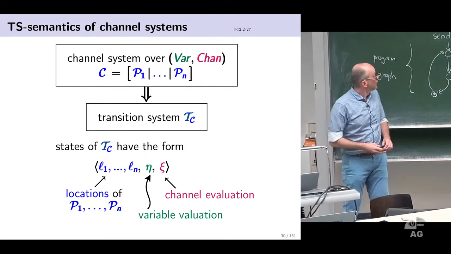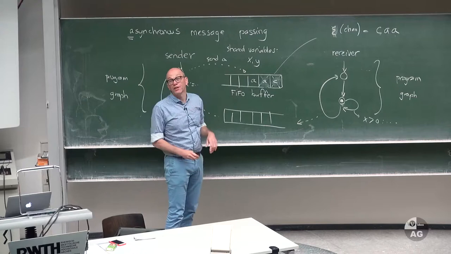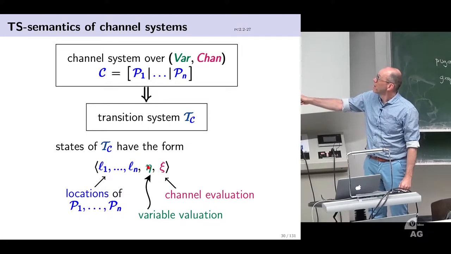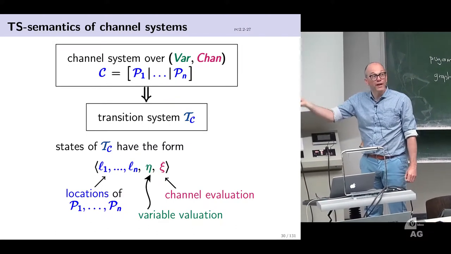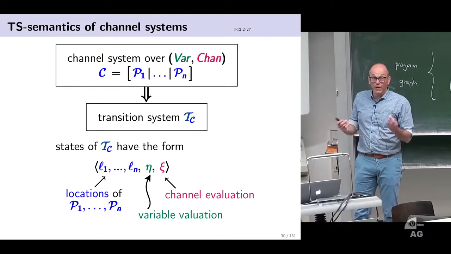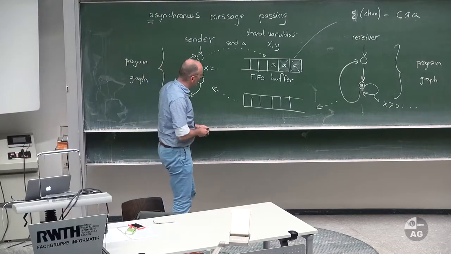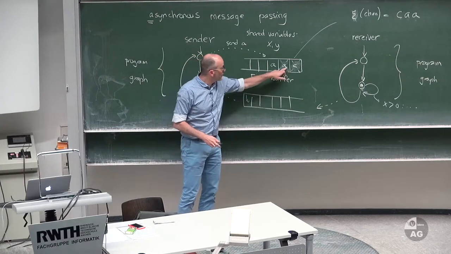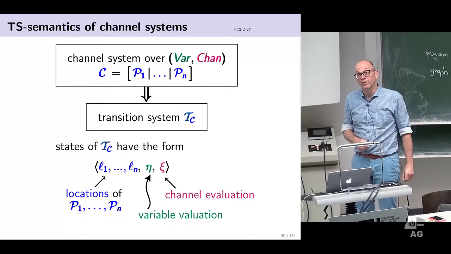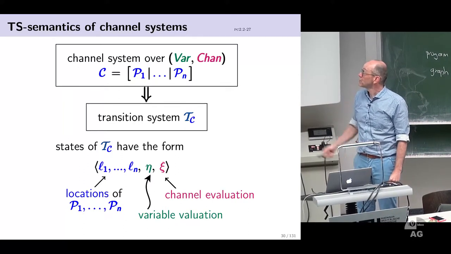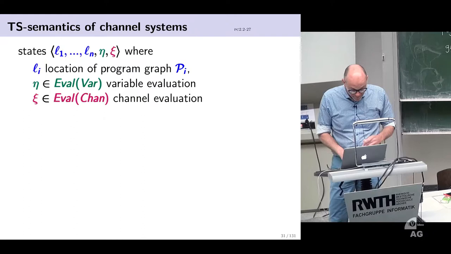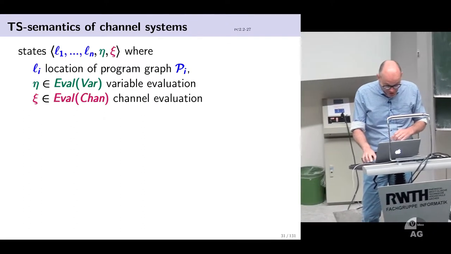What else do we need? Well, we need to know the current values of the variables, X and Y. So we're going to add, like we did for program graphs, a function that maps every variable to its value. And then we have channels, and we also have a valuation of the channels. We have to keep track of, say, that here is a message B, and here are the messages C, A, A. We have to keep track of this in the state, and that's exactly what this function psi is doing over here. So states in my transition system are those tuples: locations plus variable and channel valuations. This is what we have as a state.